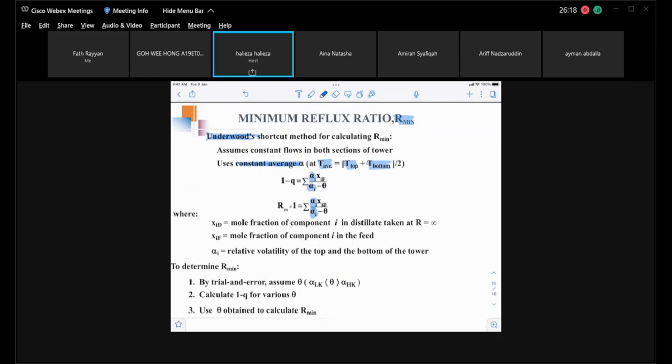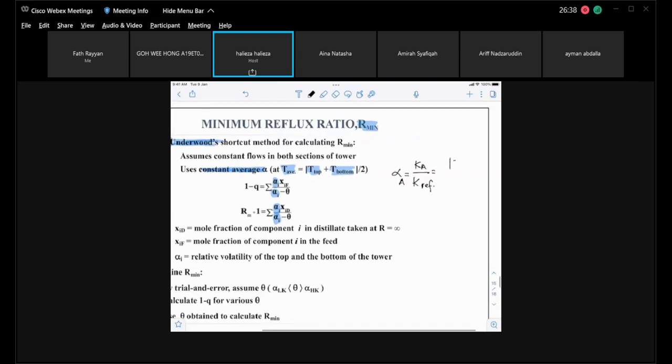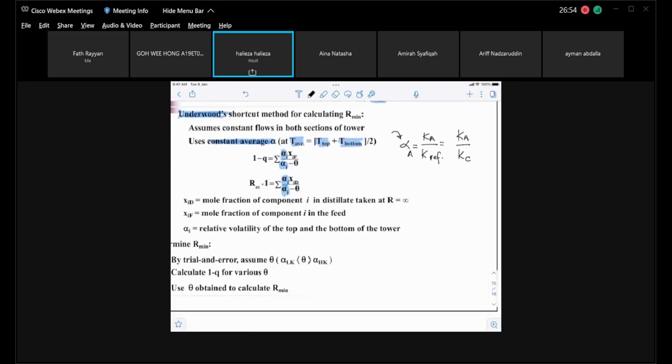And how do you calculate your relative volatility? If you recall, relative volatility is, for example, for component A, the K constant of component A divided by the K of the reference component. In this example, the reference component is component C. So it will be Ka over Kc. K is your equilibrium constant. Okay, so you will get this relative volatility at the average temperature, which is the average of the dew point at the top and the boiling point at the bottom, divided by 2.